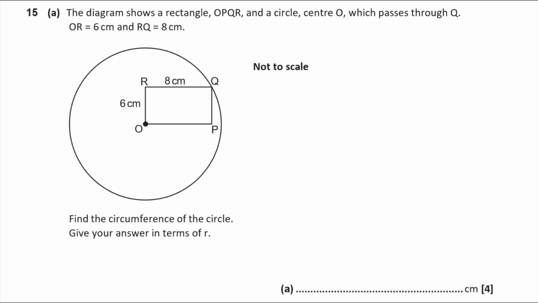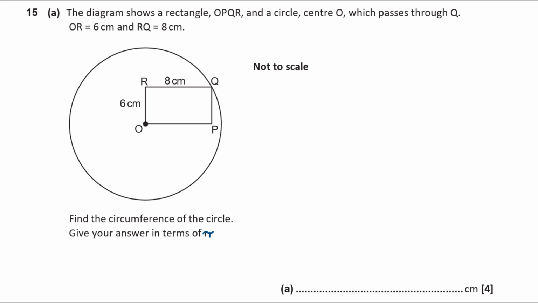Question 15. A diagram shows a rectangle OPQR and a circle centre O which passes through Q. OR is 6 centimetres, RQ is 8 centimetres. Find the circumference of the circle, give your answer in terms of pi. I think that should say pi, in terms of pi.